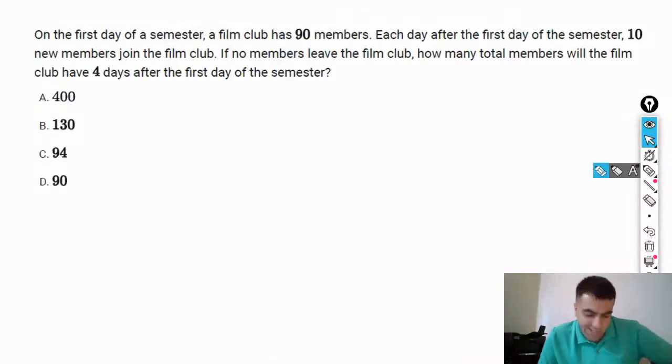This is a problem. Problems are problem in the SAT. Let's see who is going to solve. On the first day of a semester, a film club has 90 members. Each day after the first day of the semester, 10 new members join the film club. If no members leave the film club, how many total members will the film club have 4 days after the first day of the semester?